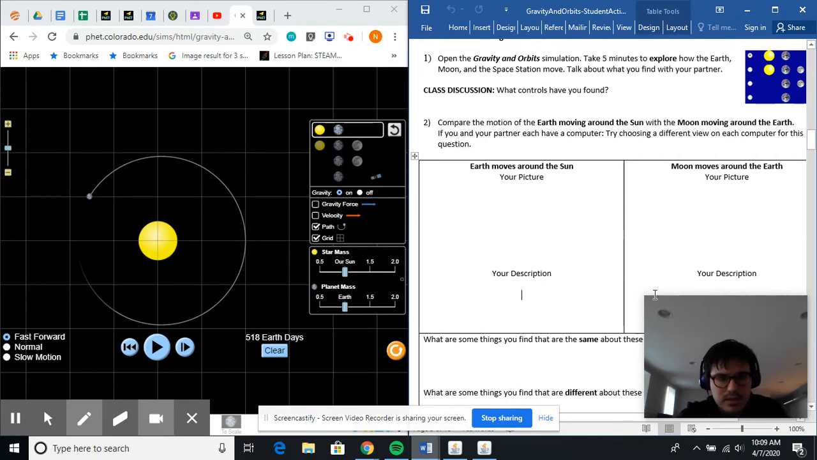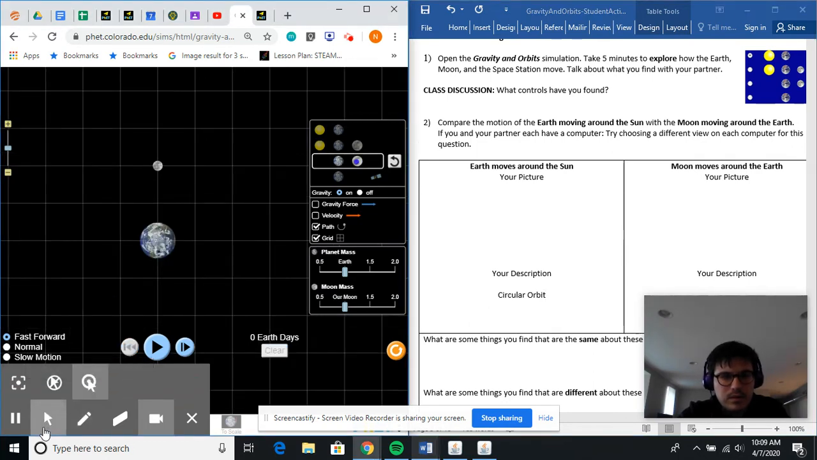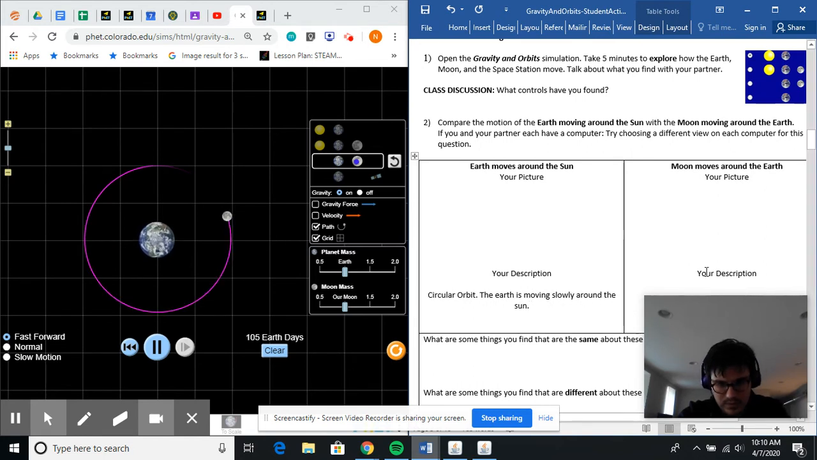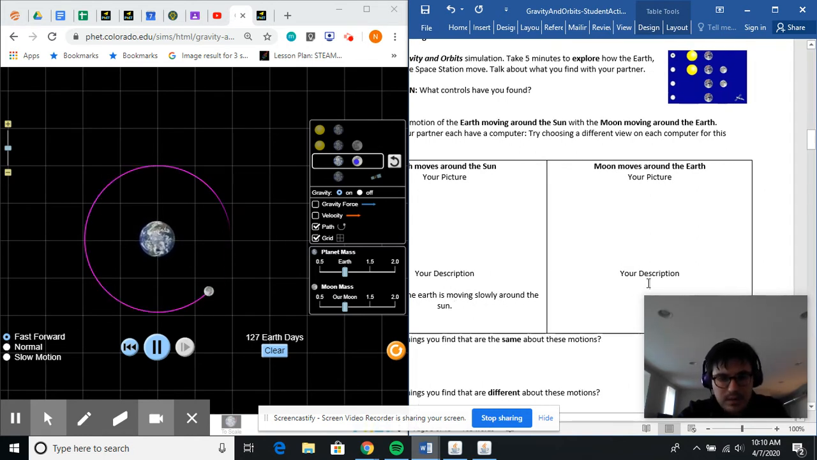I would describe that orbit as... okay. And let's check out the moon around the Earth. Do that one, fast forward. All right. So now that we've seen both of them, I noticed that the Earth is moving slowly around the Sun. I noticed that the moon is orbiting the Earth in a circular motion. It is moving faster.